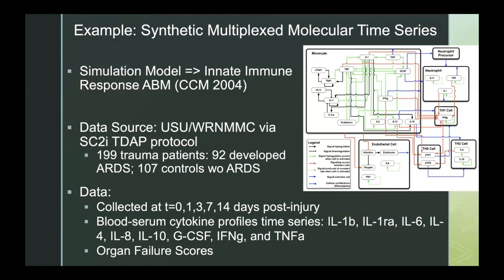What we do then is we take a data set. In this particular circumstance, it is a cohort of 199 trauma patients, 92 of which developed acute respiratory distress syndrome and 107 that did not. For which we have actually pretty good time series molecular data in the things that you see there, as well as an organ level score, which represents a physiological aggregate.